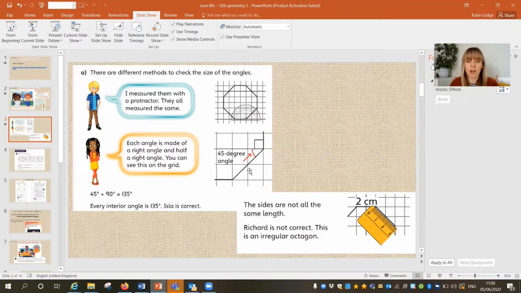So half of a right angle, half of 90 degrees, is 45 degrees. So there, she's used a bit of her common sense in estimating. She hasn't got a protractor, but she's used a bit of a thought process there that's actually helped her come up with the right answer.